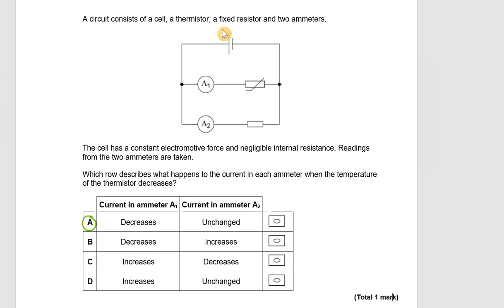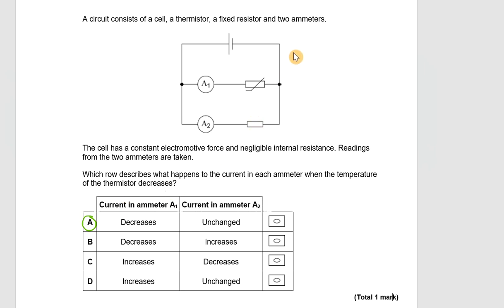A circuit consists of a cell, a thermistor and a fixed resistor and two ammeters. The cell has a constant electromotive force and negligible internal resistance. Readings from the two ammeters are taken. Which row describes what happens to the current in each ammeter when the temperature of the thermistor decreases?